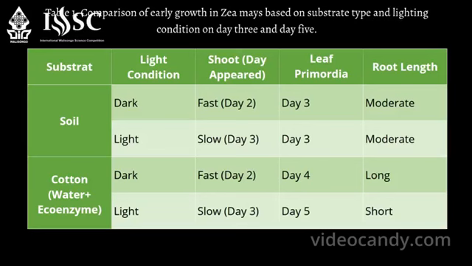In soil substrate, dark condition led to faster shoot elongation, while leaf primordia only began to appear on day 4. In contrast, under light condition, shoot growth was slower, while leaf primordia emerged earlier. In moist cotton substrate with ecoenzyme solution, darkness promoted faster shoot and root emergence, with leaf primordia appearing on day 4. However, under light condition, both shoot and root growth slowed, and leaf primordia only appeared on day 5.